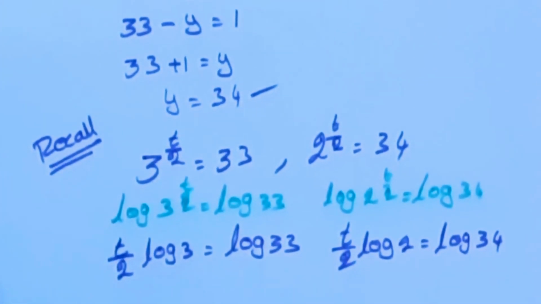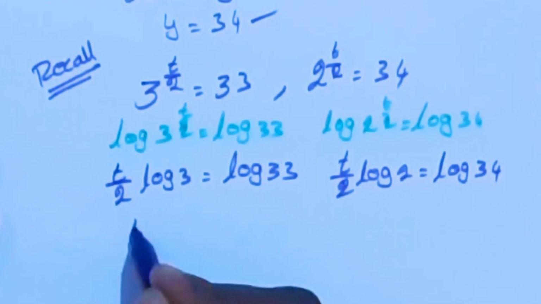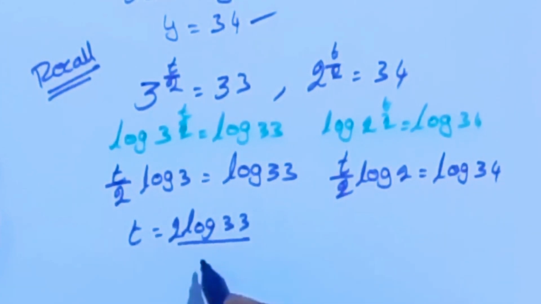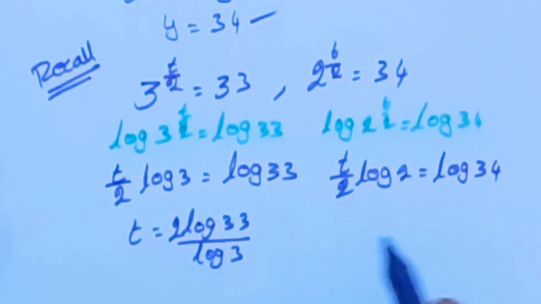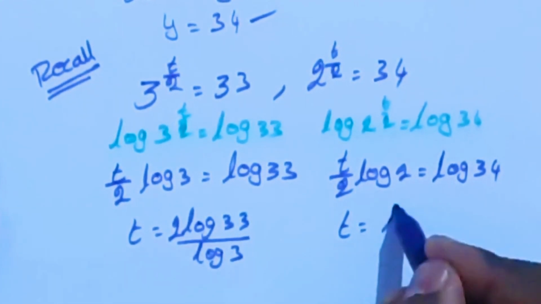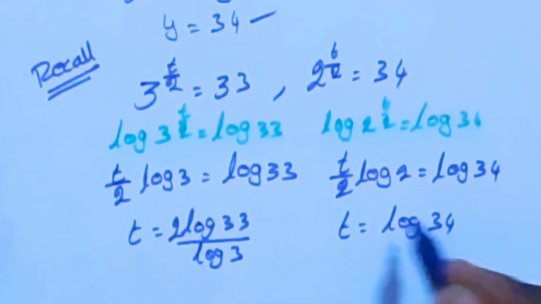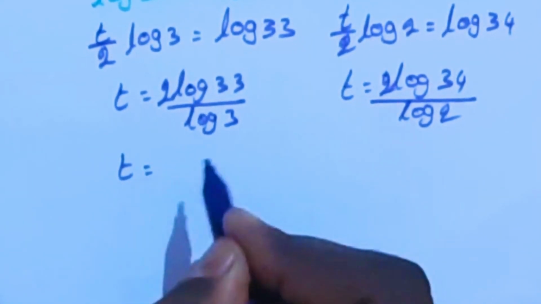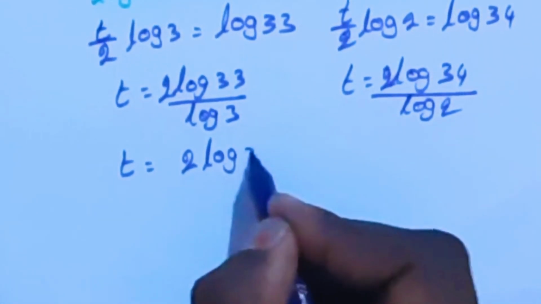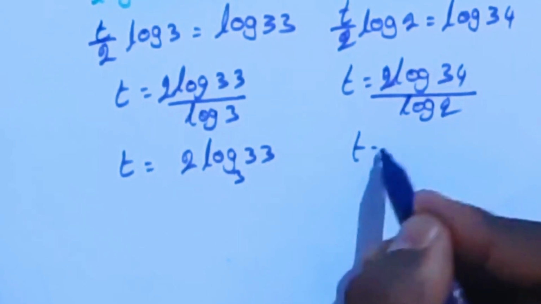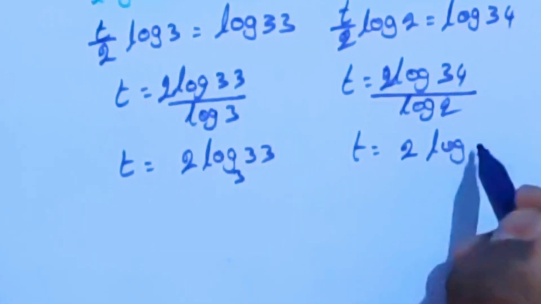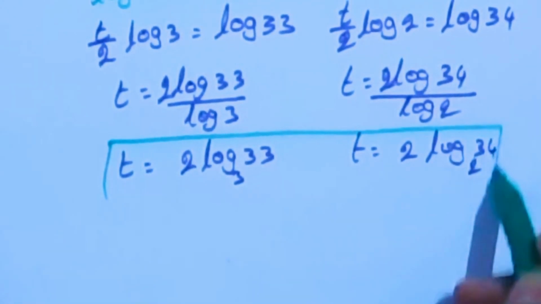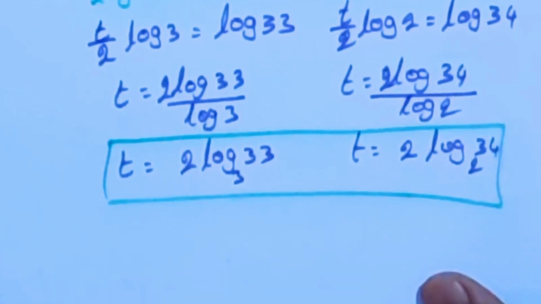Now t equal to here 2 log 33 by log 3. Here t equal to 2 log 34 by log 2. Here t equal to 2 times log 33 base 3. Here t equal to 2 log 34 base 2. These are the possible solutions in the first case. Now we are going to implement this in the second case.